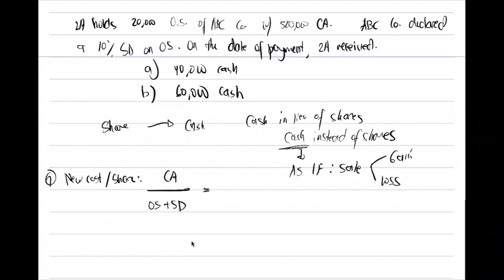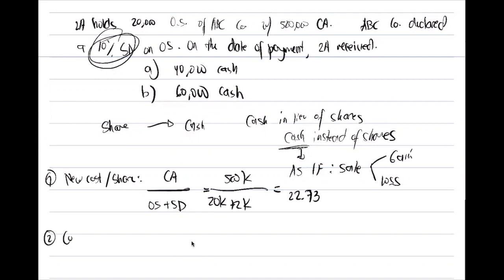So our carrying amount is equal to 500,000. Our original shares is 20,000. We have a stock dividend equal to 10%, so 10% of 20,000 is 2,000. So 500,000 divided by 22,000 will give us 22.73.